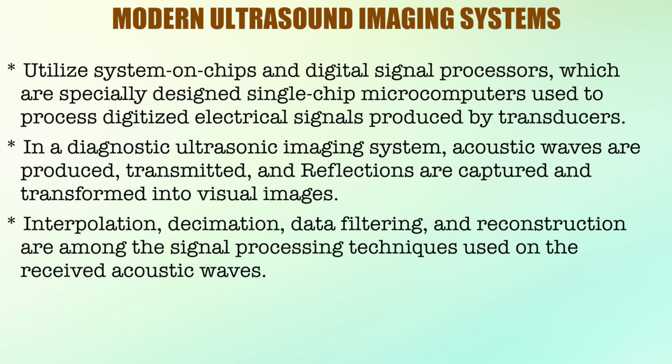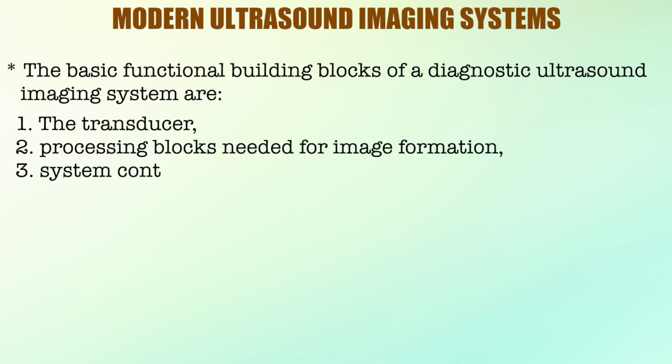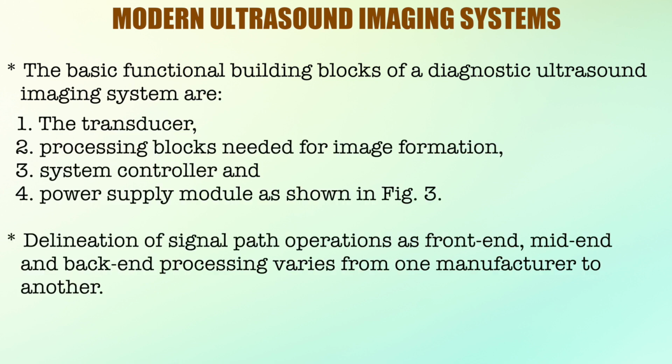A diagnostic ultrasound imaging system generates and transmits acoustic waves and captures reflections that are then transformed into visual images. The signal processing on the received acoustic waves include interpolation, decimation, data filtering, and reconstruction. The basic functional building blocks of a diagnostic ultrasound imaging system are the transducer, processing blocks needed for image formation, system controller, and power supply module as shown in figure 3.